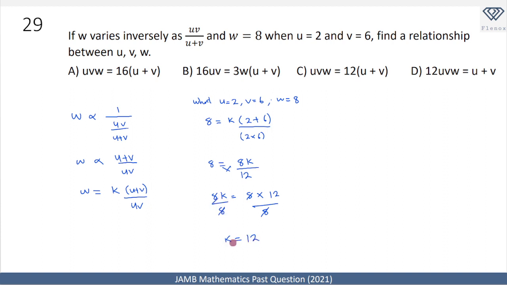So I can substitute the value of K as 12 into my original equation. So I know that W will be equal to what? 12 times U plus V over UV.